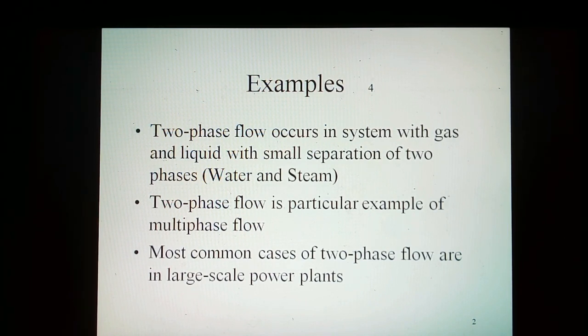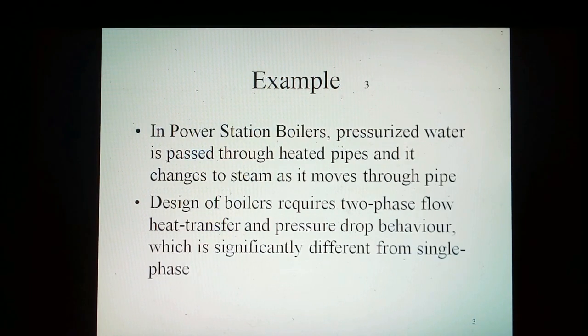The most commonly studied cases of two-phase flow are in large-scale power systems. Coal and gas-fired power stations use very large boilers to produce steam for use in turbines. In such cases, pressurized water is passed through heated pipes and it changes to steam as it moves through the pipe. The design of boilers requires a detailed understanding of two-phase flow heat transfer and pressure drop behavior, which is significantly different from the single-phase case. Even more critically, nuclear reactors use water to remove heat from the reactor core using two-phase flow.